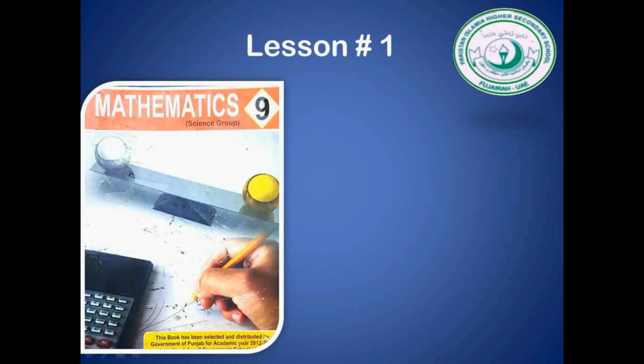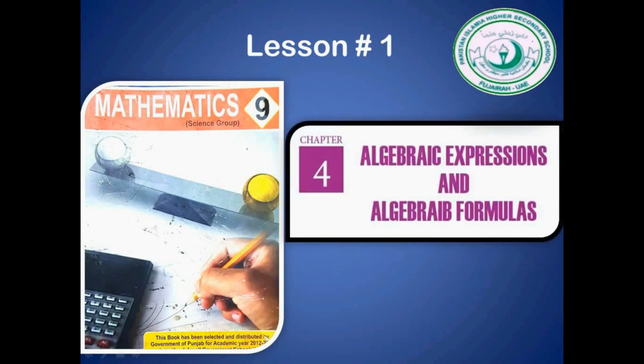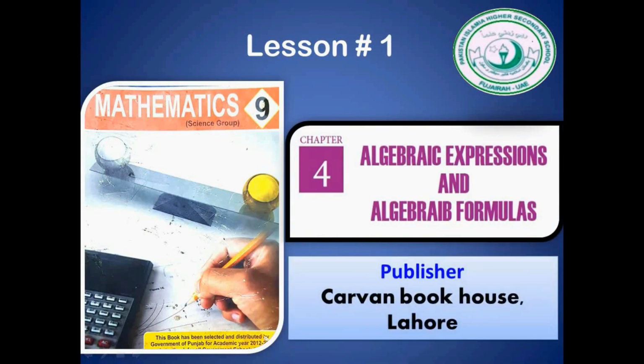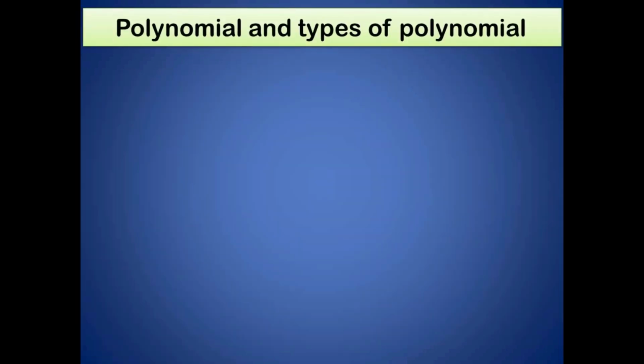This is the book of class 9 maths. That's chapter number 4, whose name is Algebraic Expressions and Algebraic Formulas, and this book is published by Karwan Book House, Lahore. Polynomial, we should have knowledge about what a polynomial is. Can anybody give me the answer: what is a polynomial?